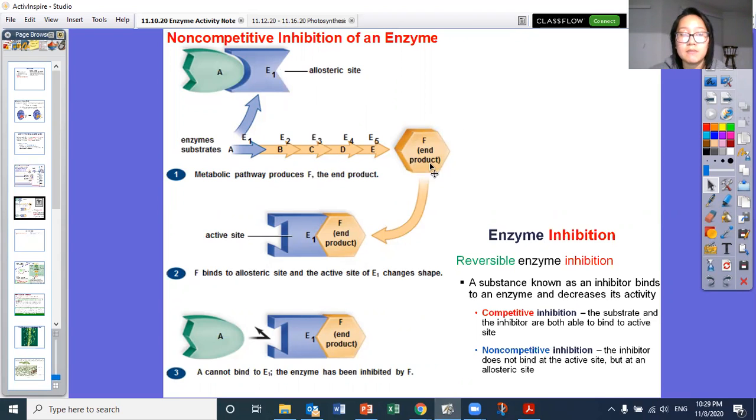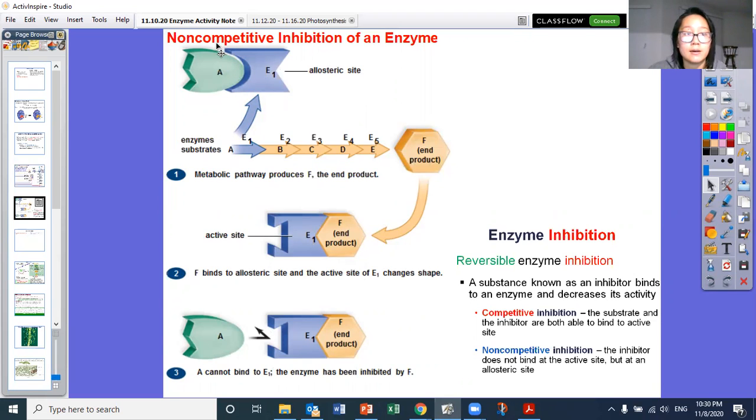So the non-competitive inhibitor will touch this allosteric site and cause the active site to change shape just because it's a chemical reaction with the enzyme. And once the active site changes shape, the substrate no longer fits in. And that's just how the reaction is prevented.